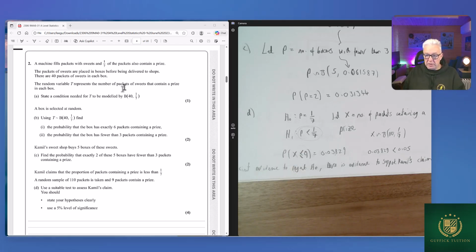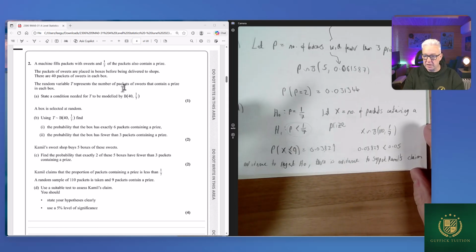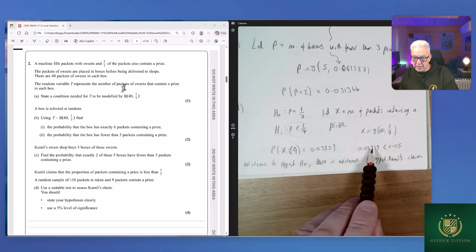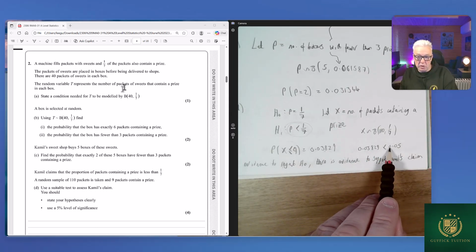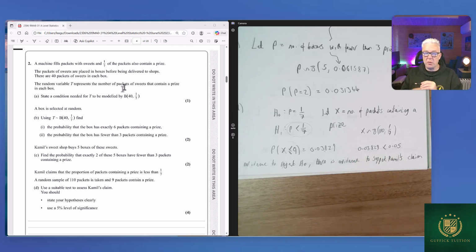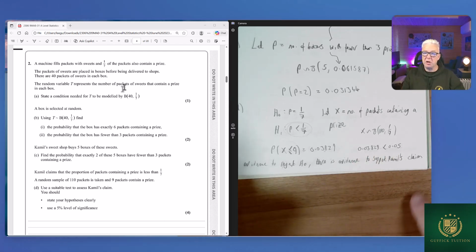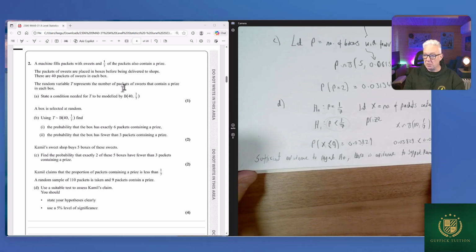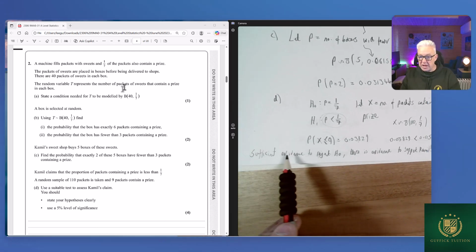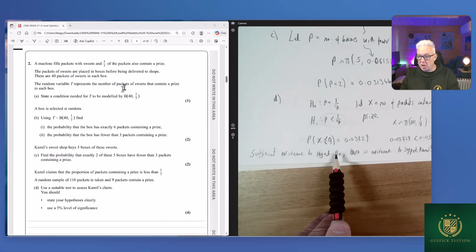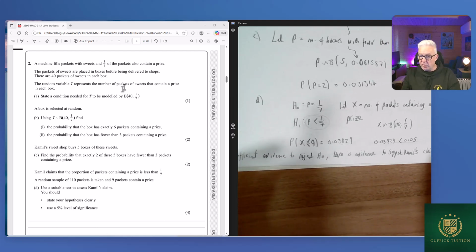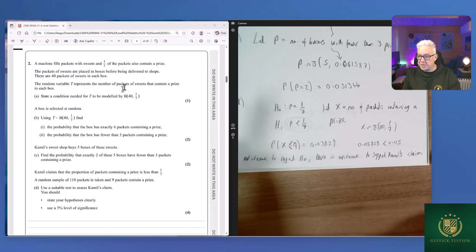So we work that out. Less than or equal to 9 gives us 0.03827. So now we need to compare that with our significance level. So 0.03827 is less than 0.05, which means that we're in the critical region. And if we're in the critical region, we're going to be rejecting H0. So there is sufficient evidence to reject H0, and there is therefore enough evidence to support the claim.